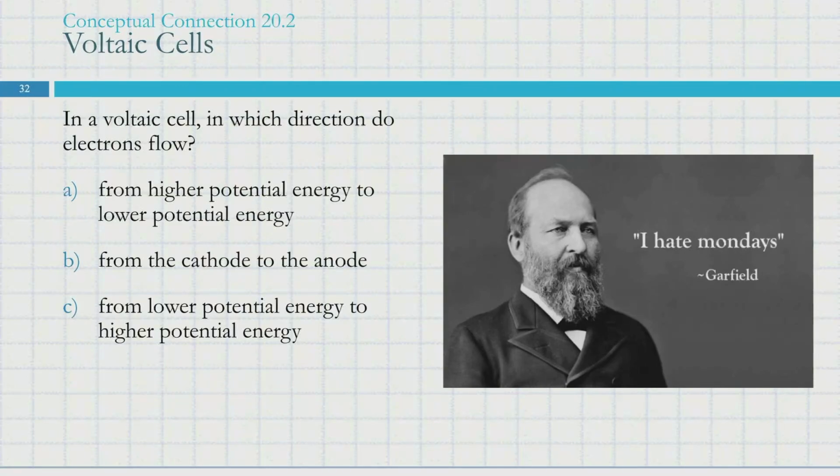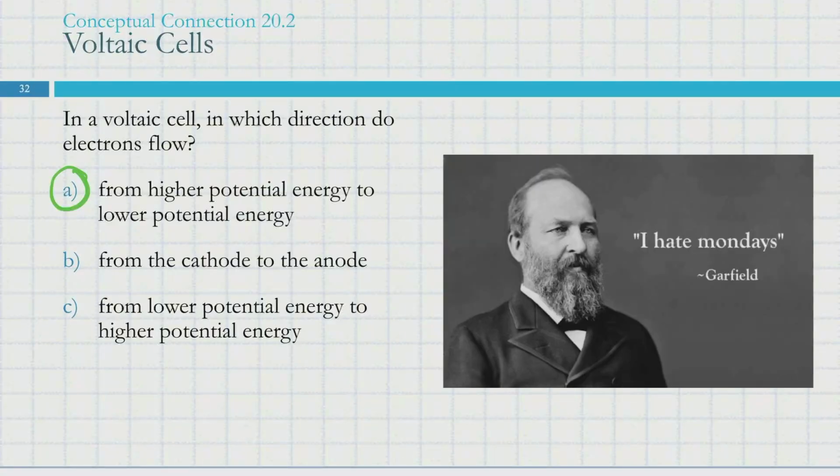Wouldn't it be the other way, higher to lower? Yeah, it's from higher potential energy to lower potential energy. And that's from the anode to the cathode. So the B is wrong here because it's the wrong direction. If we're thinking about potential energy as elevations, it's going to flow downhill rather than uphill. And the meme, this is my meme, I made this one.